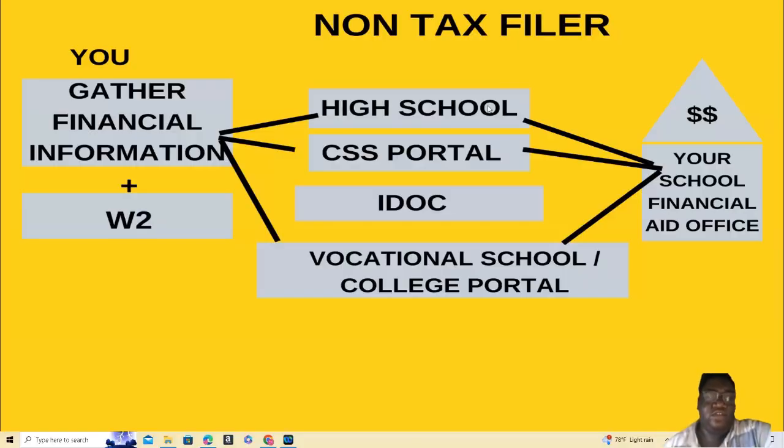Furthermore, the financial information and your W-2, if applicable, are part of the documents to be given to your financial aid office. The financial information goes through many channels to eventually get to your financial aid office, such as high school, the CSS portal, IDOC, the college portal, or vocational school if you were chosen.